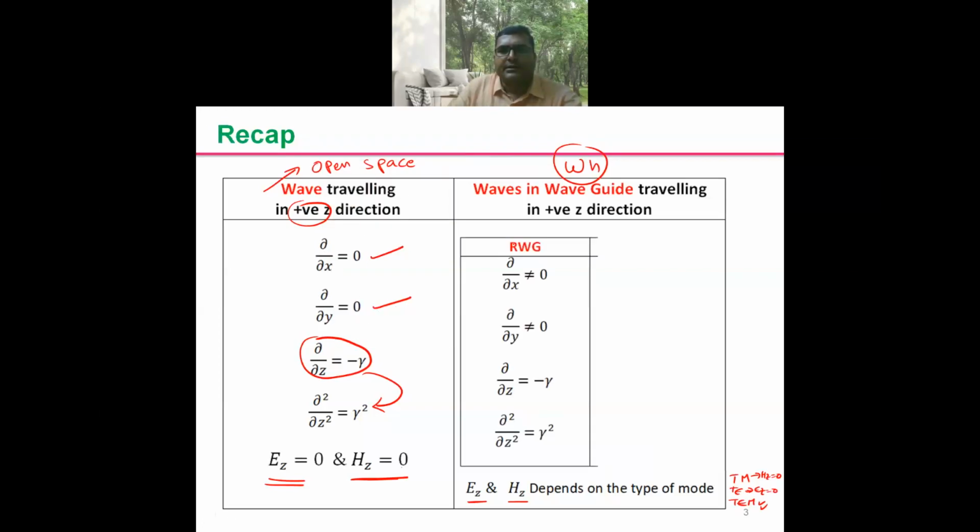For rectangular waveguide, the dimensions along X and Y are a and b respectively. They are finite. So ∂/∂x is not equal to 0, ∂/∂y is not equal to 0, and the wave is traveling along positive z direction. ∂/∂z is equal to minus gamma. If the electromagnetic wave is traveling along negative z direction, then the gamma will be positive. ∂²/∂z² is equal to gamma square.